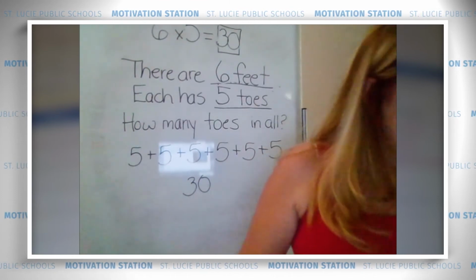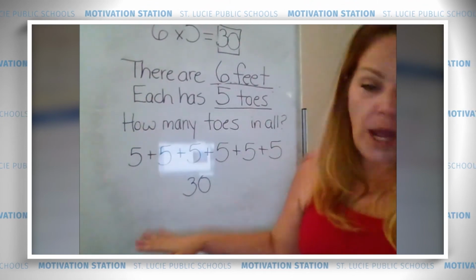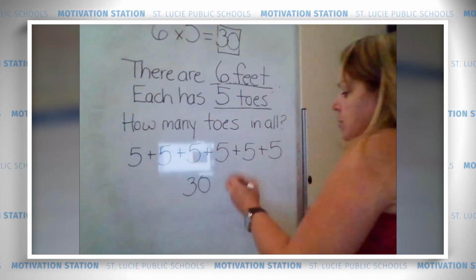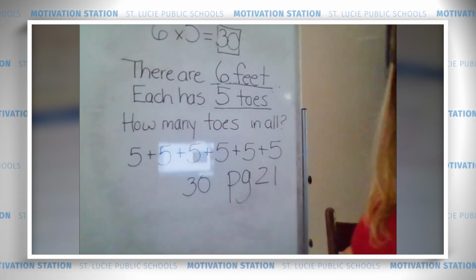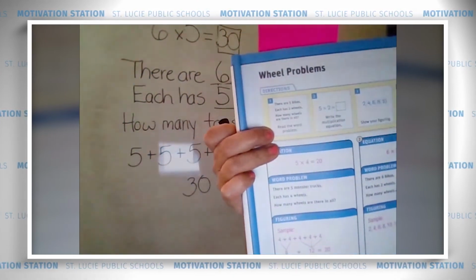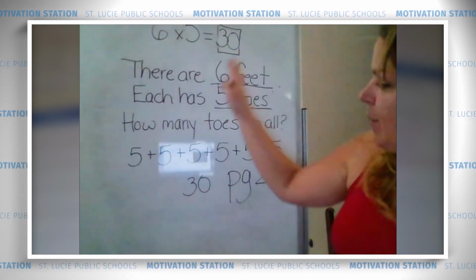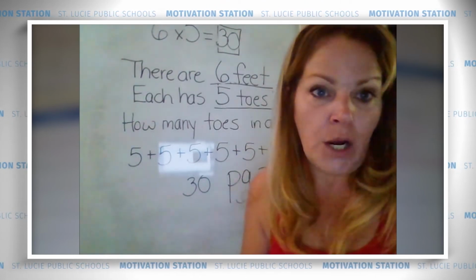Okay? So you're going to complete 2 problems just like this on page 21 of your workspace book. Some more wheel problems. You're going to fill in the boxes just like this, and that's what you're going to share with your teacher tomorrow.